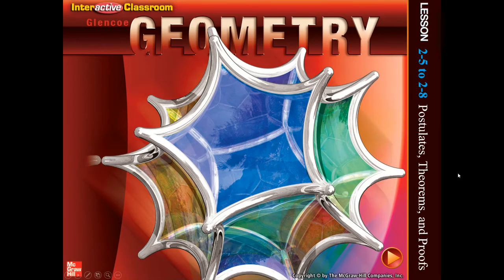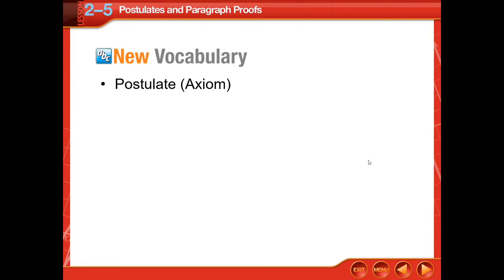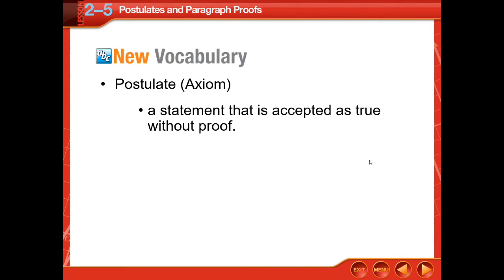This video is actually going to be a combination of 4 sections, sections 2.5 to 2.8, and it's on postulates, theorems, and proofs. Our first vocabulary word is a postulate. It is sometimes seen as an axiom, though that term is very out of date and won't be used in this class. A postulate is a statement that is accepted as true without proof.